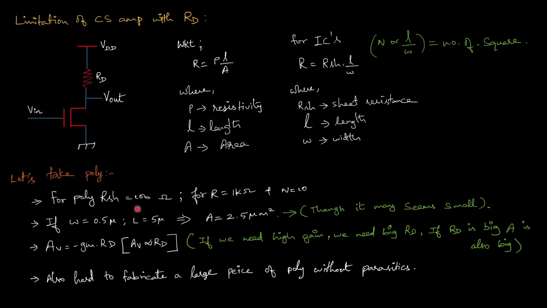Here, for a poly sheet resistor, the resistance is said to be 100 ohms, and in order to design an RD of 1 kilo ohm, let's set the L by W ratio to be 10. So if the width is 0.5 micro, then we need a length of 5 micro, which approximately gives us an area of 2.5 micrometer square. Though it may seem small, as the gain requirement increases, the resistor becomes larger and larger. And a larger resistor brings more area, more parasitics, more process variation. So using a huge resistor as a load is not always practical.